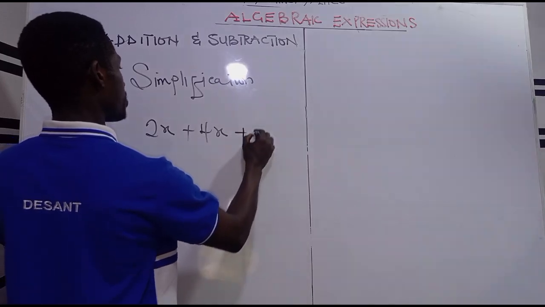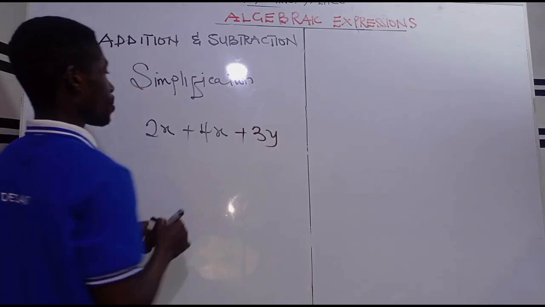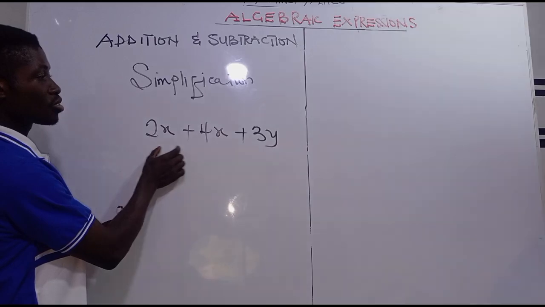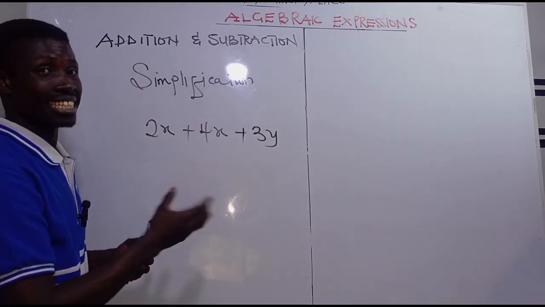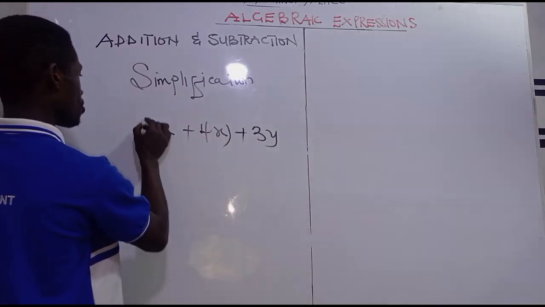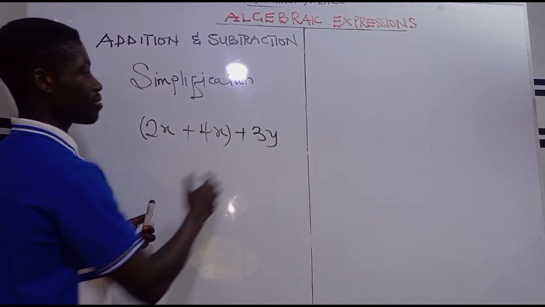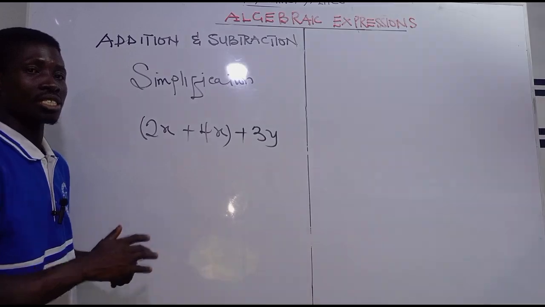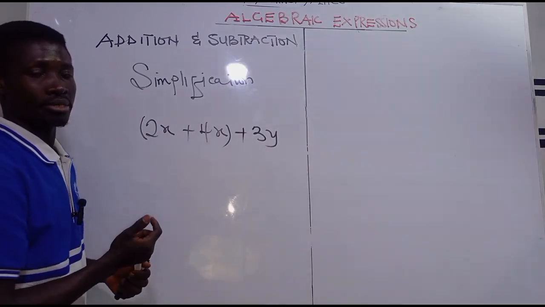So let's take it that you have 2x plus 4x plus 3y. So we are first going to group the terms into like terms. So we have 2x and 4x, they are like terms, so we can group them. And then we have 3y. Then after that, we add the like terms together.